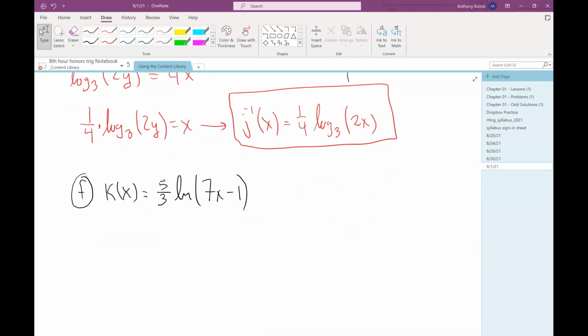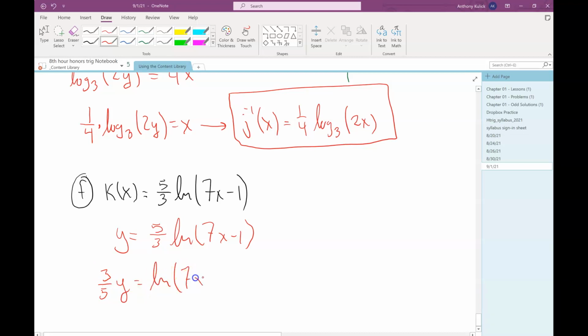All right, so this one, k of x equals 5/3 times ln of 7x minus 1. Remember, the symbol ln is the natural log. That's what that symbol stood for. We'll start by rewriting this with a y equals. And then to get the x by itself, the first thing I should do is multiply by the reciprocal. Okay, so multiply both sides by 3/5.